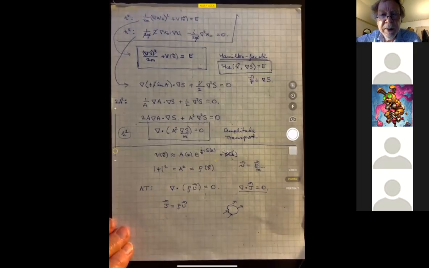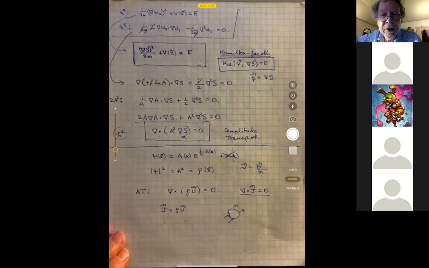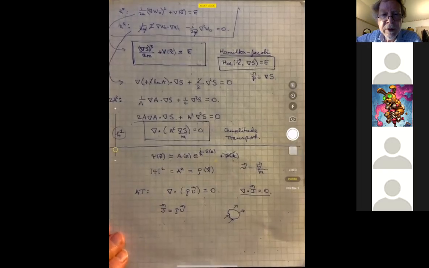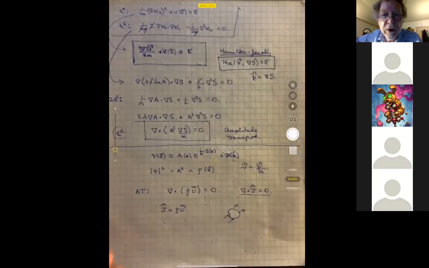I'm going to enlarge this page a little bit to make it easier to read, and then reset it so that it's refocused, hopefully.